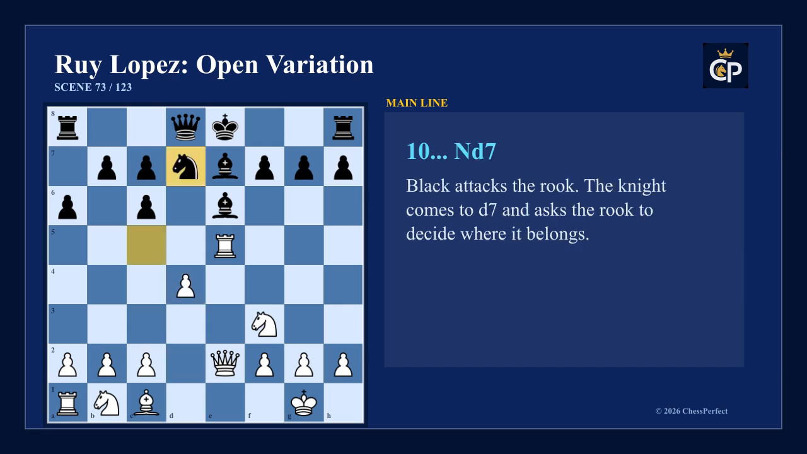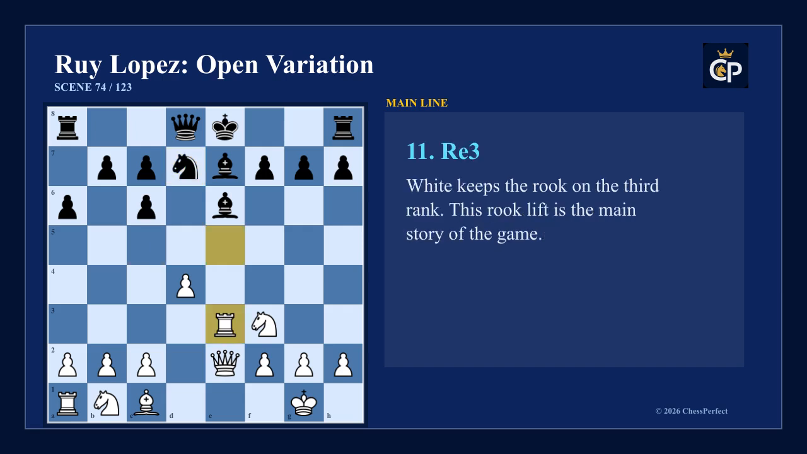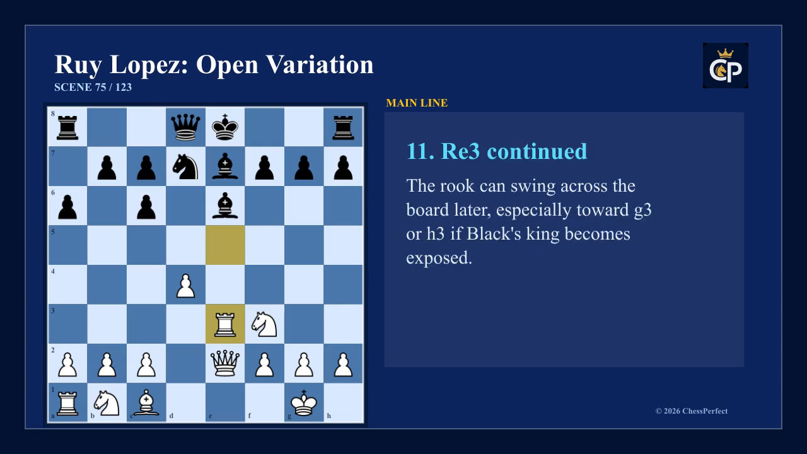Knight d7. Black attacks the rook. The knight comes to d7 and asks the rook to decide where it belongs. Rook e3. White keeps the rook on the third rank. This rook lift is the main story of the game. The rook can swing across the board later, especially toward g3 or h3 if black's king becomes exposed.